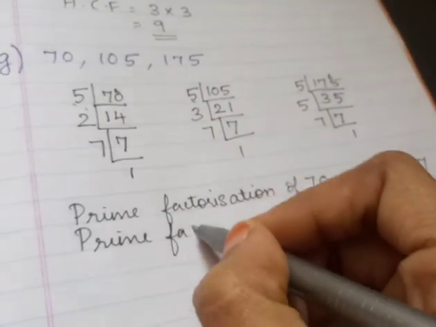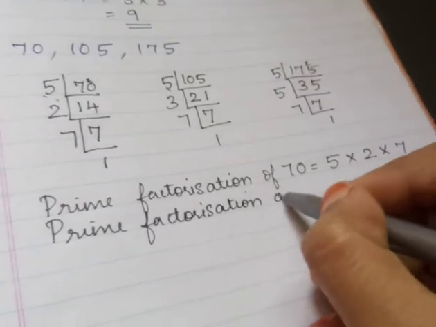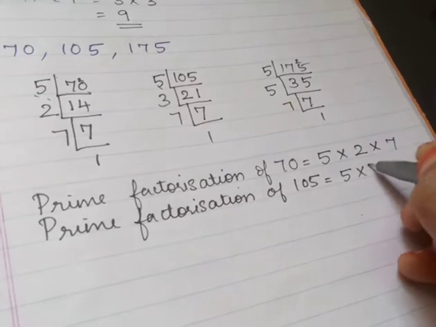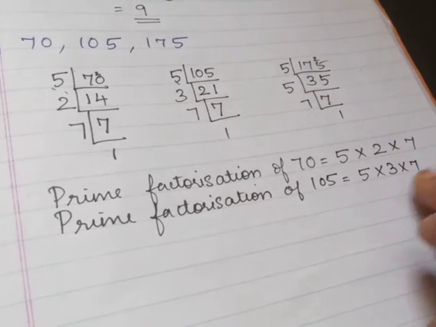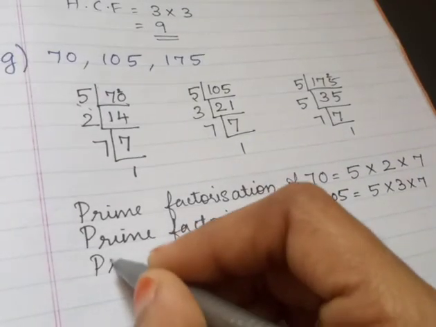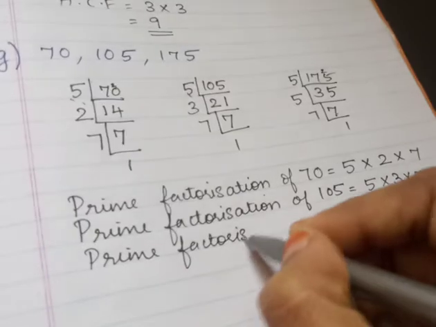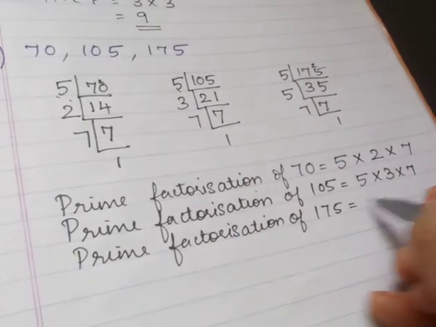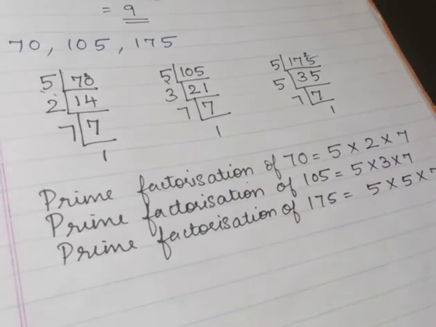Next. Prime factorization of 105. 5 into 3 into 7. 5 into 3 into 7. Next. Prime factorization of 175. 5 into 5 into 7.